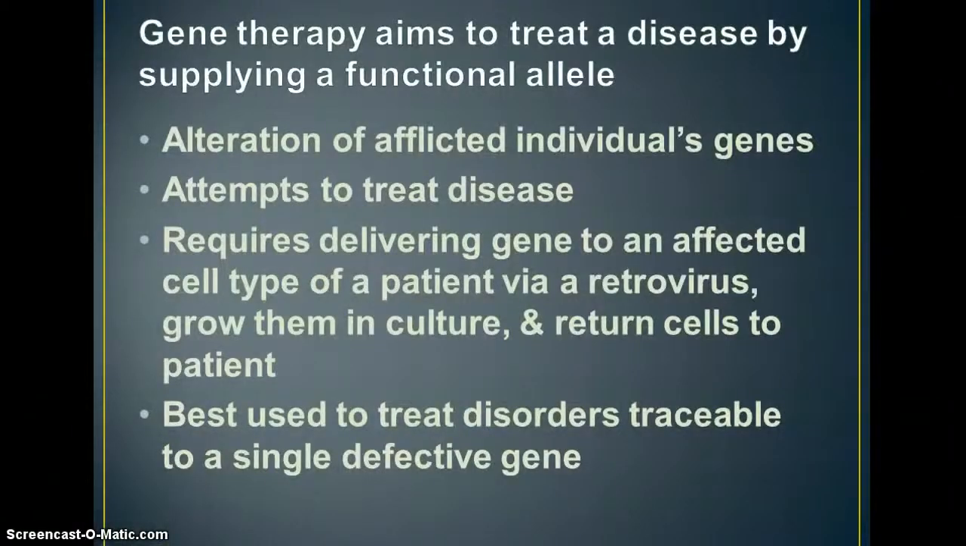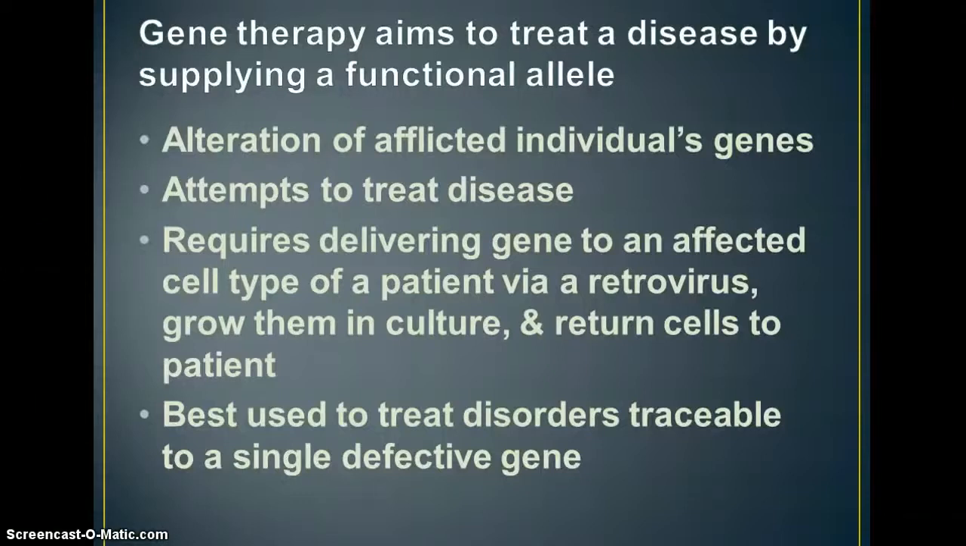Now, another goal of genetic engineering these days is something called gene therapy. This is an attempt to treat a disease that is caused by a gene that does not work properly. It would require altering the genes of the person who has the condition, in a way to make it curable. It would require delivering the gene to a cell type of a patient that has been grown in culture via a retrovirus, which is an RNA virus, and then growing those gene therapy cells in culture, and then returning them to the patient.